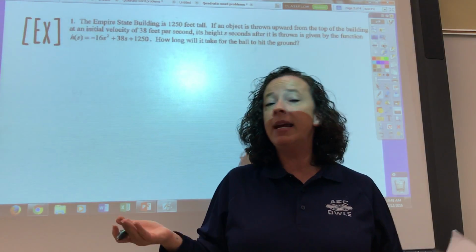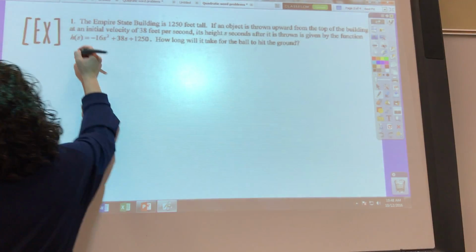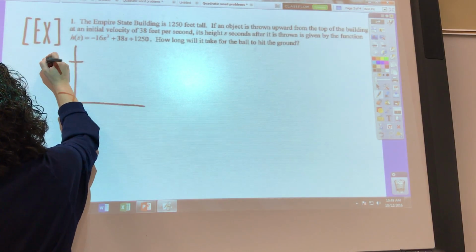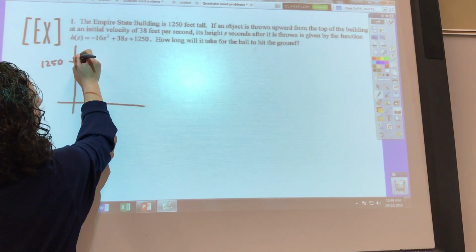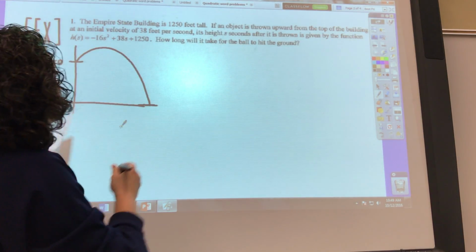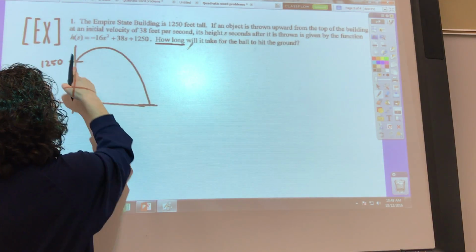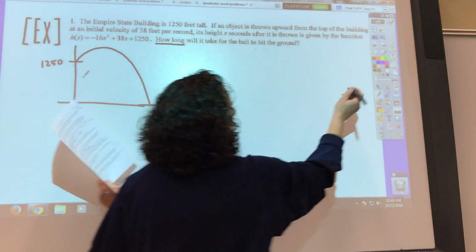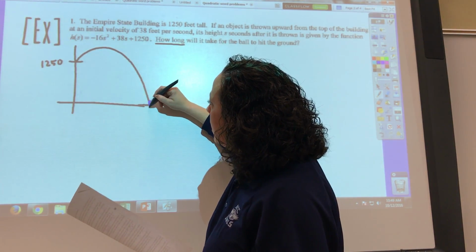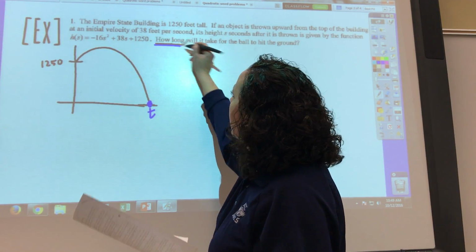So at this point, you should be experts. You should be little mini experts at this. So you need to think, okay, it's an opening down parabola. It has a starting height of 1,250. And it's thrown upward and it's going to come back down like this, okay? And it says, how long will it take for the ball to actually hit the ground? So here it's getting thrown, and here's where it'll hit the ground. So you want this time that happens because it says how long.